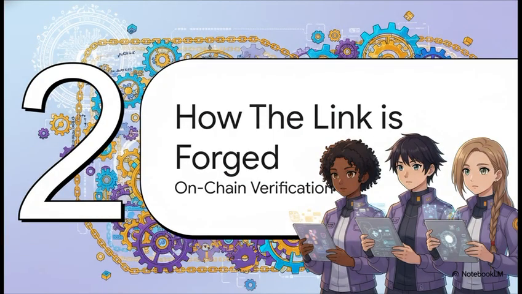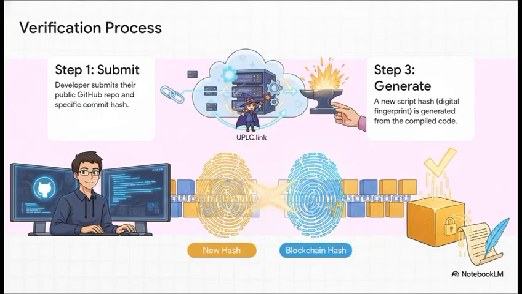Okay, so how does this magic actually happen? It's not magic, of course, but it is a really clever automated process that all happens on-chain. Let's break down exactly how this link gets forged. The whole process is actually beautifully simple. First, a developer gives the service the public location of their code, usually on GitHub, along with something called a commit hash. Just think of it as a unique serial number for that exact version of the code.